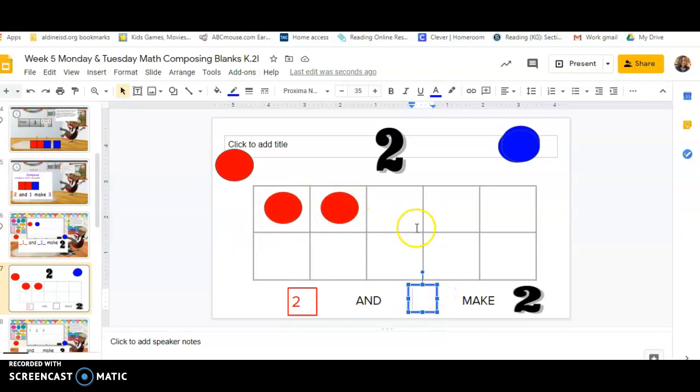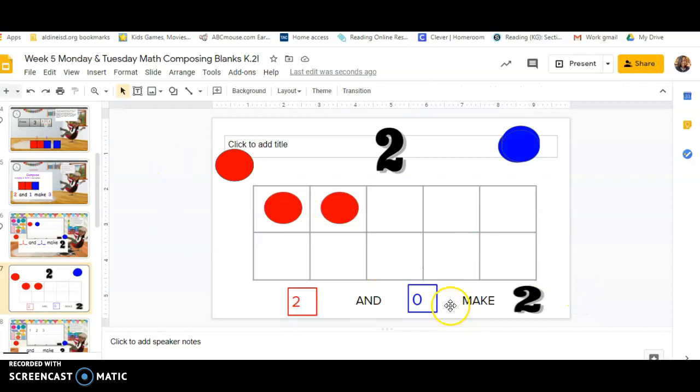So how many blue counters did I have to use to make 2? I didn't have to use any, or none. And what number represents none? 0. So something that you can see is 2 because you have 2 red counters, and 0 because you have 0 blue counters make the number 2. Okay? So don't forget, sometimes we forget about the number 0 and that it means none.